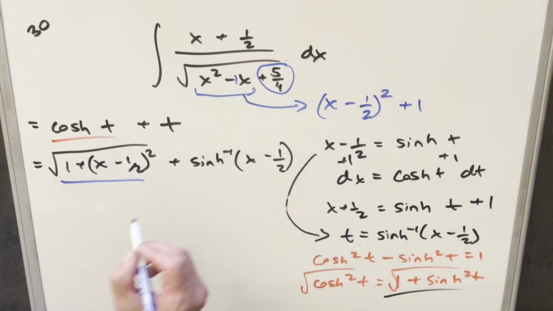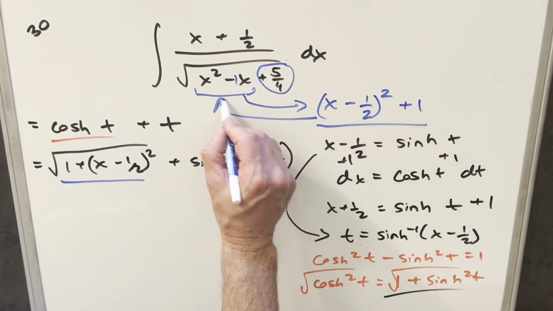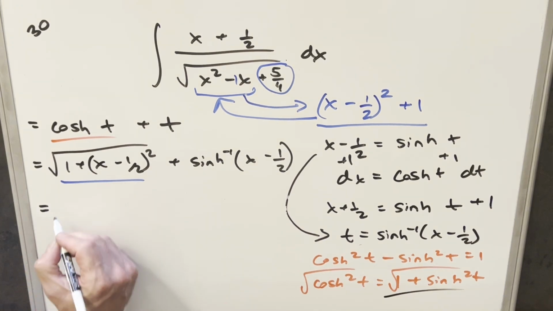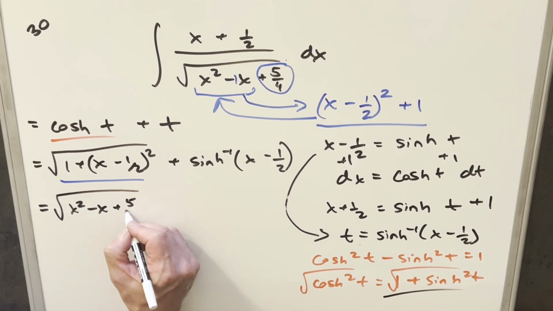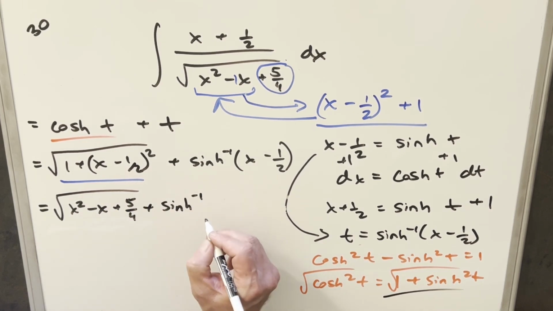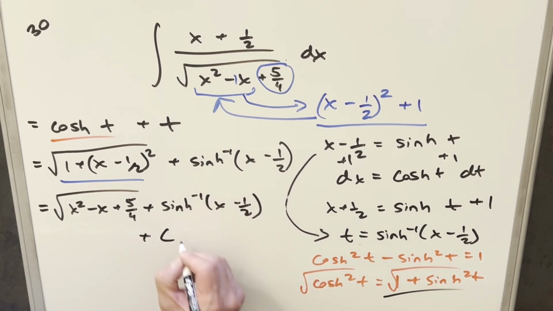But this thing right here is what we actually found earlier when we completed the square. So we can put this back into the form we had originally. And so for my final solution, we just have the square root of x squared minus x plus 5/4, plus inverse sinh of x minus 1/2, plus c, and that's it.